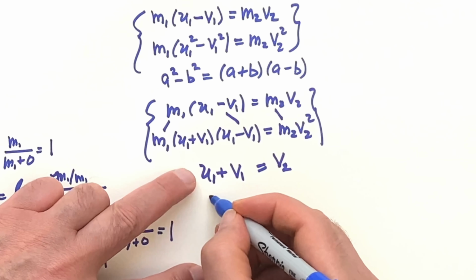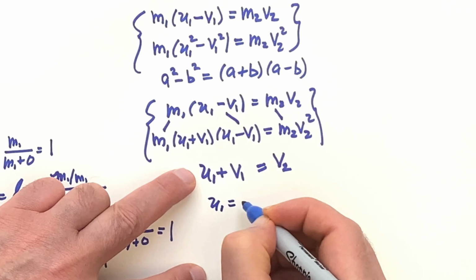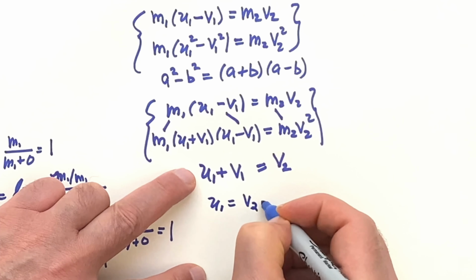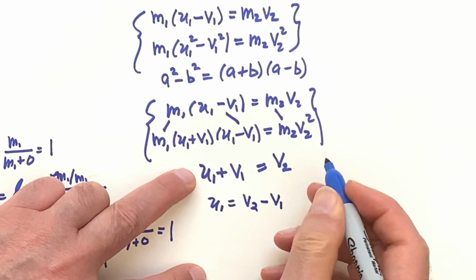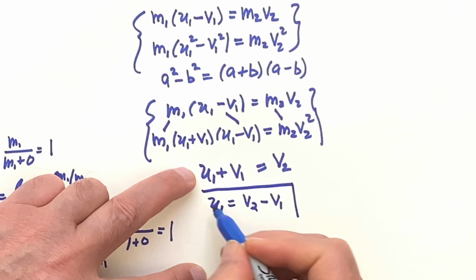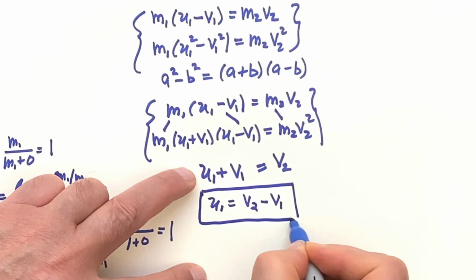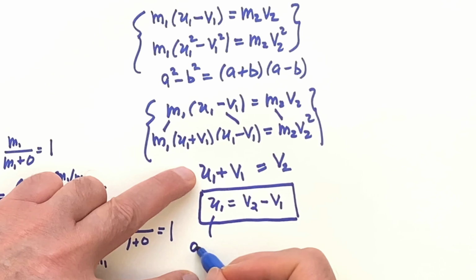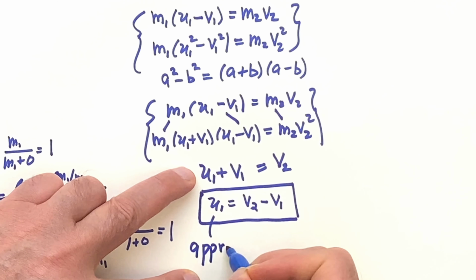And if I write this as U1 is V2 minus V1, like this has some profound significance because this is the velocity of approach.